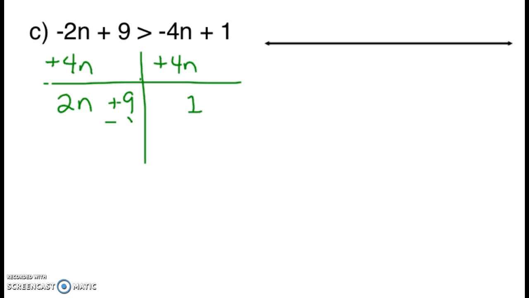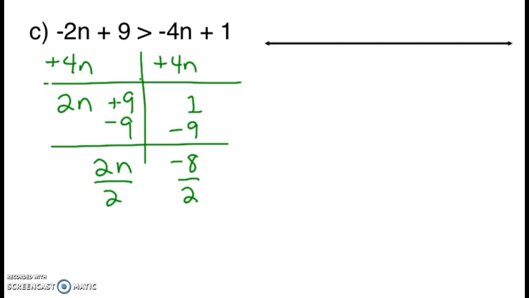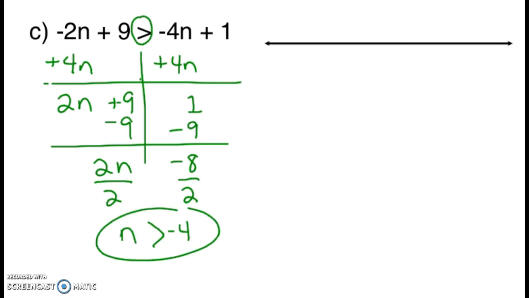To get n alone, I'll subtract 9. I just have 2n and negative 8. And then I'm going to divide both sides by 2. If I check, did I ever multiply or divide both sides by a negative? I did not. So when I have n and negative 4, I keep the original symbol, which is a greater than. So n is greater than negative 4.